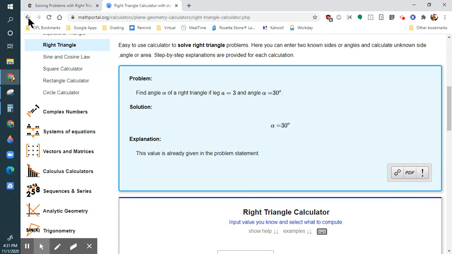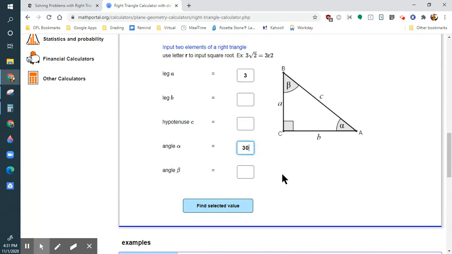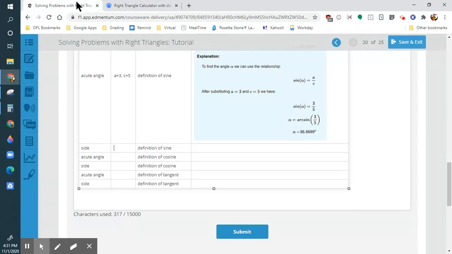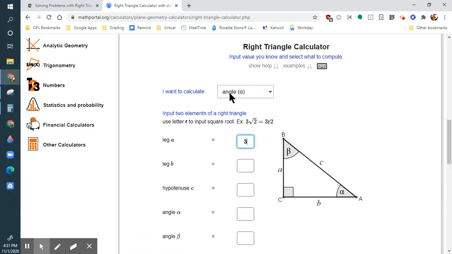Wait. Oh, no. This means I didn't do it right. I kind of gave it away by typing in my alpha. What were we solving for? We're solving for a side. I don't want my A. I want to solve for leg A. There we go. I'm solving for leg A.